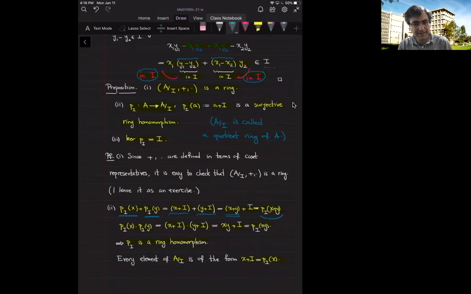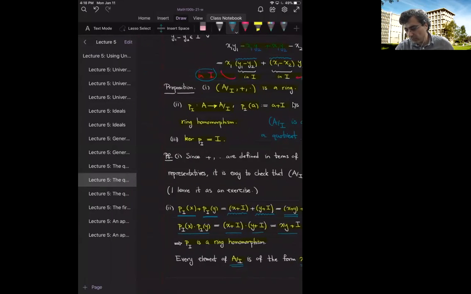That means P sub I is an additive group homomorphism. It preserves addition. Similarly, we can check that it preserves multiplication, as you can see over here. So P sub I is a ring homomorphism. Now, why is it surjective? Because every element of A over I is a coset. It is of the form x plus I, and x plus I means P sub I of x. Therefore, it's surjective. Okay, so it's a surjective ring homomorphism.